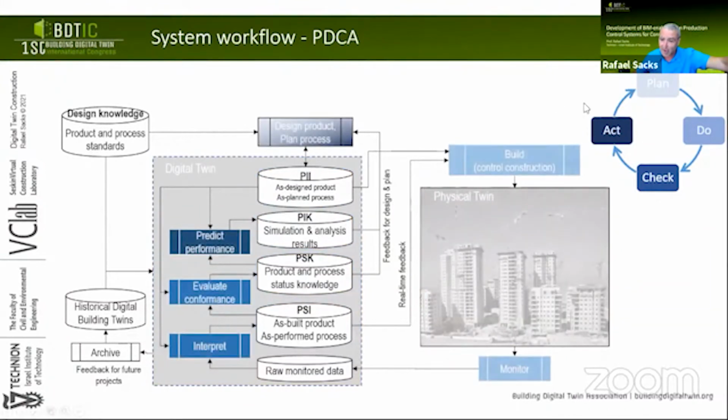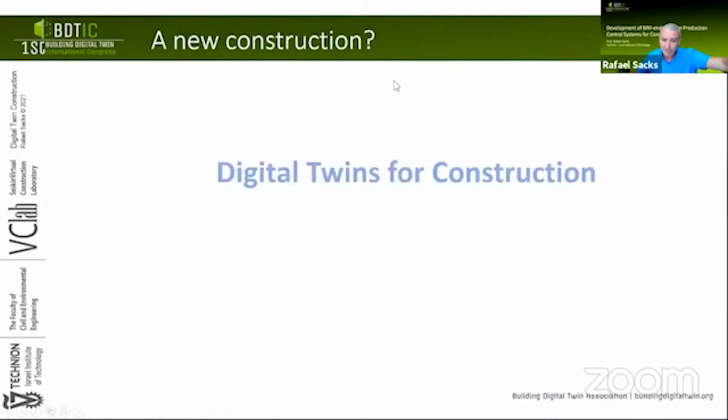If I lay it out, then we have here the planning, as we design the product and we plan the process, the building, where we control the construction day by day, we monitor it. We then, in these three, interpret, evaluate, and predict, meaning we then act, and then feed back into the design, product, and planning process cycle. And that can be, in terms of time, monthly, but nowadays it can be weekly, daily, or even hourly feedback and adaptations.